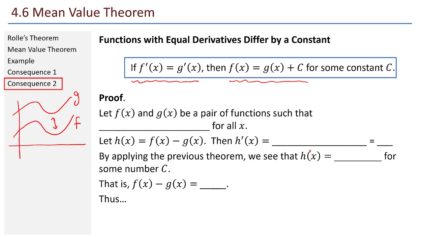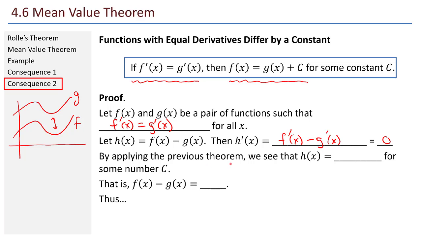So, let's take a look here. How do we finish this? Let f of x and g of x be a pair of functions such that f prime of x equals g prime of x for all x. Let h of x be the difference. Then h prime of x is f prime of x minus g prime of x. And that equals 0 because f prime of x equals g prime of x.